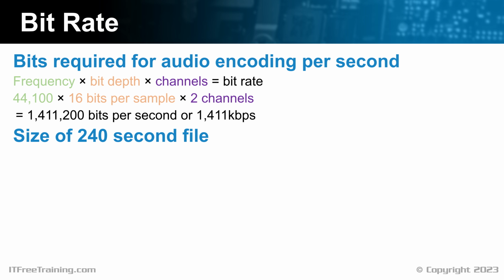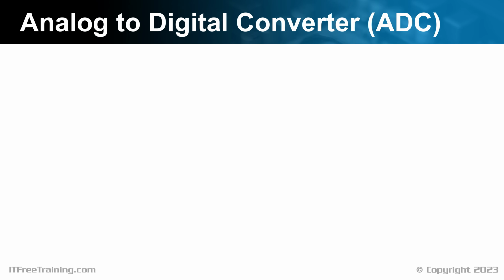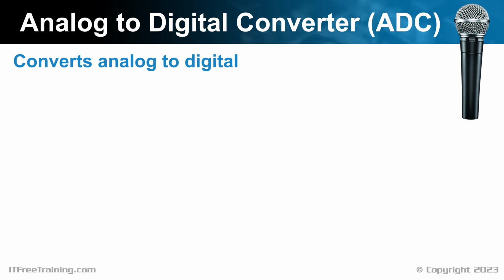If I apply this to a 240-second file, so we now have some idea of how to encode sound and how much space is required. The next step is to look at how we are going to record it. Since audio is analog, you will need some way to convert the analog wave into digital. In order to do this, an analog to digital converter, or ADC, is required. This is a device that is connected between your microphone and the computer that will convert analog to digital.